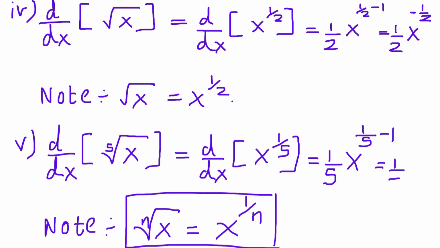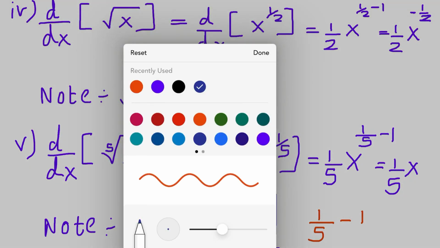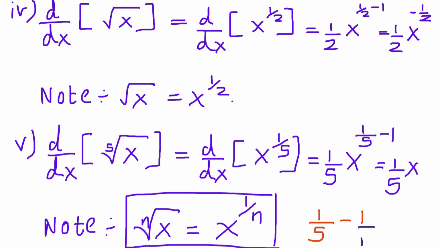Again, we have to use common denominator to simplify this further. 1 over 5 minus 1. Again, multiply the numerator and the denominator of 1 by 5. Then we get 1 over 5 minus 5 over 5, which becomes negative 4 over 5. The final answer is 1 over 5 times x to the power negative 4 over 5.